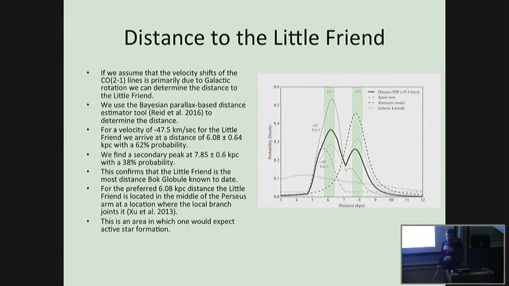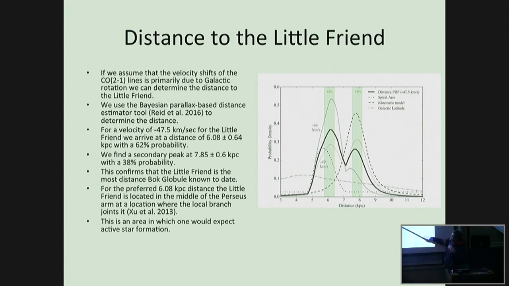that. If we assume that the velocity shifts are mostly due to galactic rotation, that information can be used to deduce where the little friend is located. You have to be a little bit careful when you're going out around the Perseus arm because there are some very high velocities, higher than what you might normally expect. So what we used was a tool that Mark Reed had, which is a Bayesian parallax-based distance estimator. It goes in with several priors, such as the spiral arm, the kinematic distance, and galactic latitude.